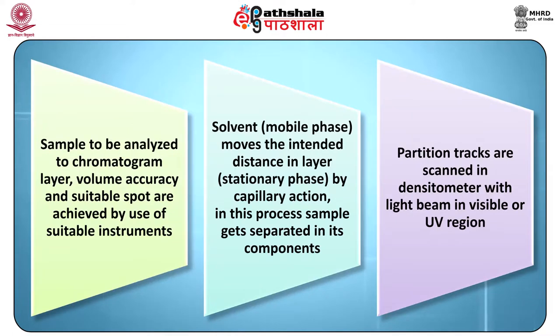There are three main steps in HPTLC. The sample to be analyzed is applied to the chromatogram layer, where volume accuracy and suitable spot are achieved by the use of suitable instruments. The solvent, the mobile phase, moves the intended distance in the layer, the stationary phase, by capillary action. In this process, the sample gets separated into its components. Separated tracks are scanned in a densitometer with a light beam in the visible or UV region.